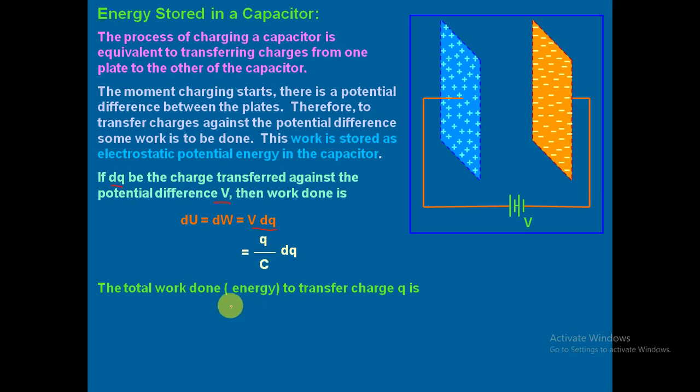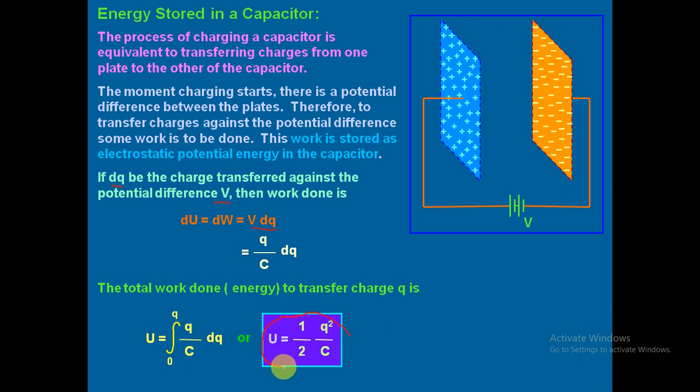Now the total work done, or energy, to transfer charge Q: we can integrate this expression from 0 to Q. We know that C is a constant of this arrangement, so we can take it out. So Q dQ is the integration, and the integration value would be Q square over 2. When you substitute these limits, you will get this expression of the energy.